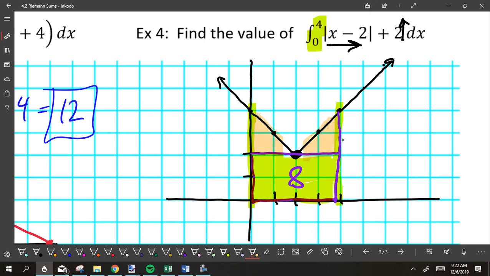How much are each one of those little baby guys? They're 2 because it's 1 and then 2 halves, 1 and then 2 halves. 8 plus 2 plus 2. My answer is 12. Doesn't matter how you find it. Add them up. Get an answer.